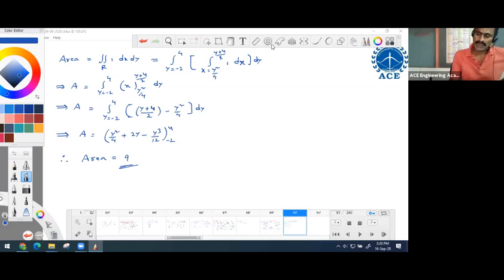Any one of you got the same answer, 9? Okay. Yes, 9 is correct because most of them have got this answer. So 9 is correct. Let us go to the next problem, the last problem for this multiple integral topic.